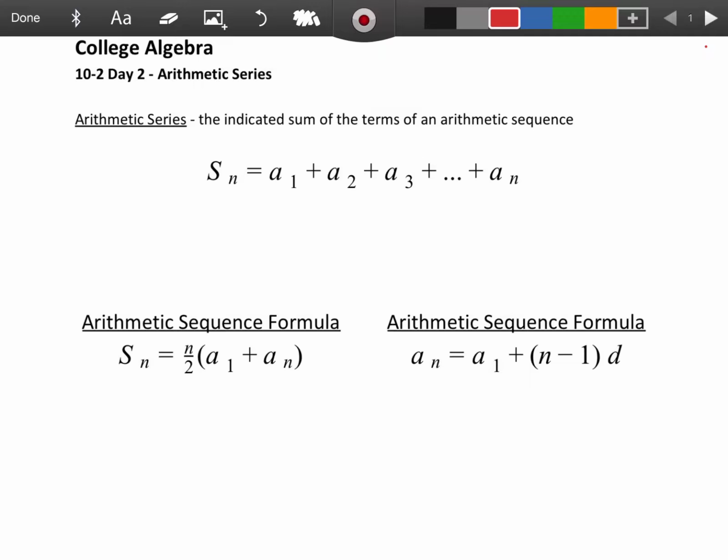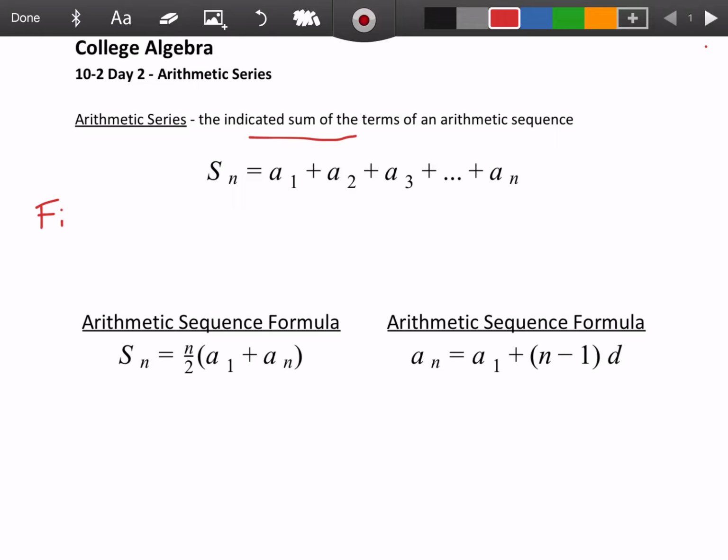With this video, we're going to be going through 10-2 Day 2, which is Arithmetic Series. The video before this, we were talking about arithmetic sequences, which is very important because you're not going to be able to find the series unless you know what the sequence is. A series is the indicated sum of the terms of an arithmetic sequence. So if you take the first, second, and third terms, and just add up all of the terms.